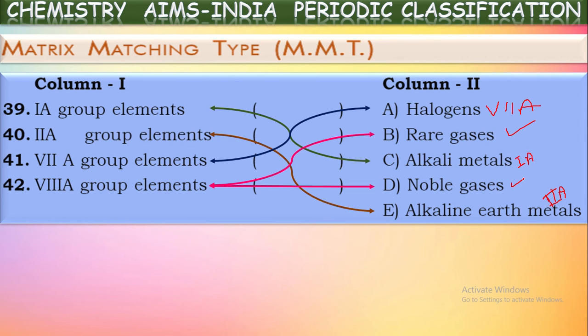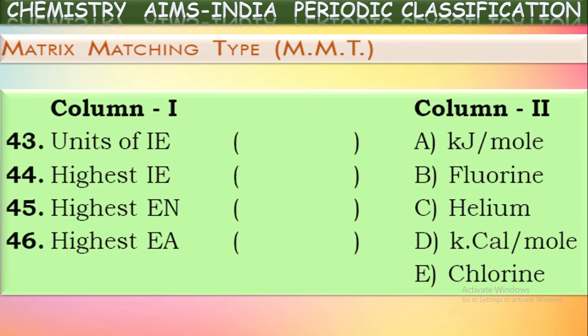First group alkali metals, second group alkali earth metals, 7th A group halogens, 8th A group rare gases or noble gases. Okay, let us see one more matching. Here they have given certain hints in the column 1 and the elements names are given in the column 2.